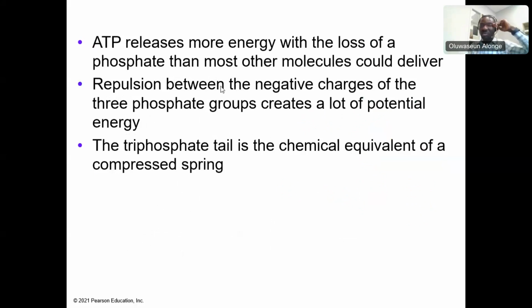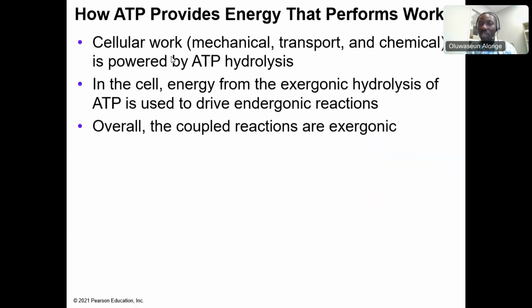Now, ATP releases more energy with a lot of phosphate than most other molecules could deliver. Repulsion between the negative charges of the 3 phosphate groups is what creates the potential energy. Now, the triphosphate tail is the chemical equivalent of a compressed spring. Right, let's go. Now, cellular work, either mechanical, transport, or chemical, is powered by ATP hydrolysis, ATP broken down.